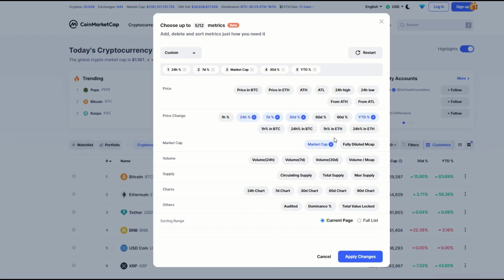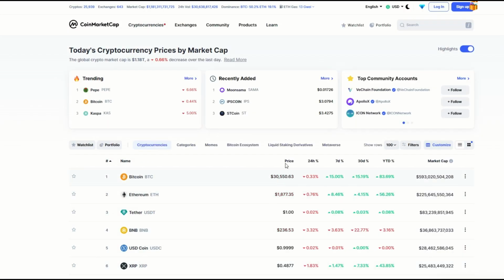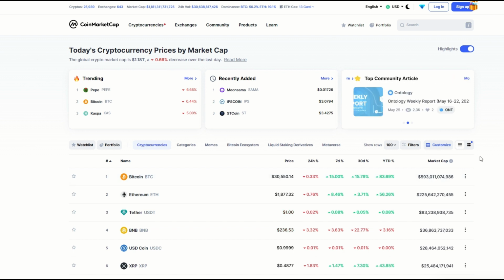Oh, what did we do there? Move that over there to the end. And then apply our changes. Excellent. So now my chart shows what I need, in order.